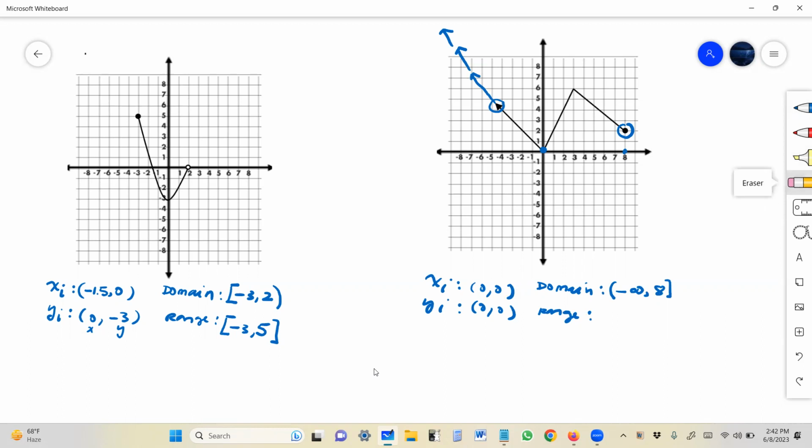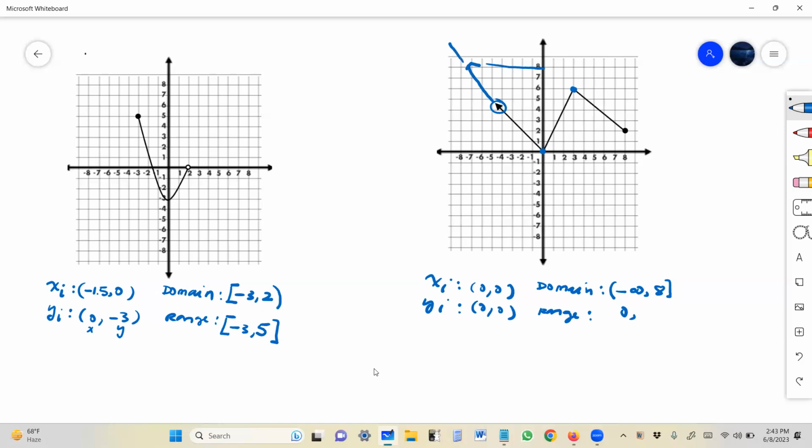How about the range? Let me just erase this again. So again, for the range, I go from top to bottom. The smallest y I have is again at this location, at 0. So I'm going to write 0 here. And I need now to find the largest y. At first impression, I might think that this is the largest y, 6. But keep in mind, this arrow keeps on going forever.